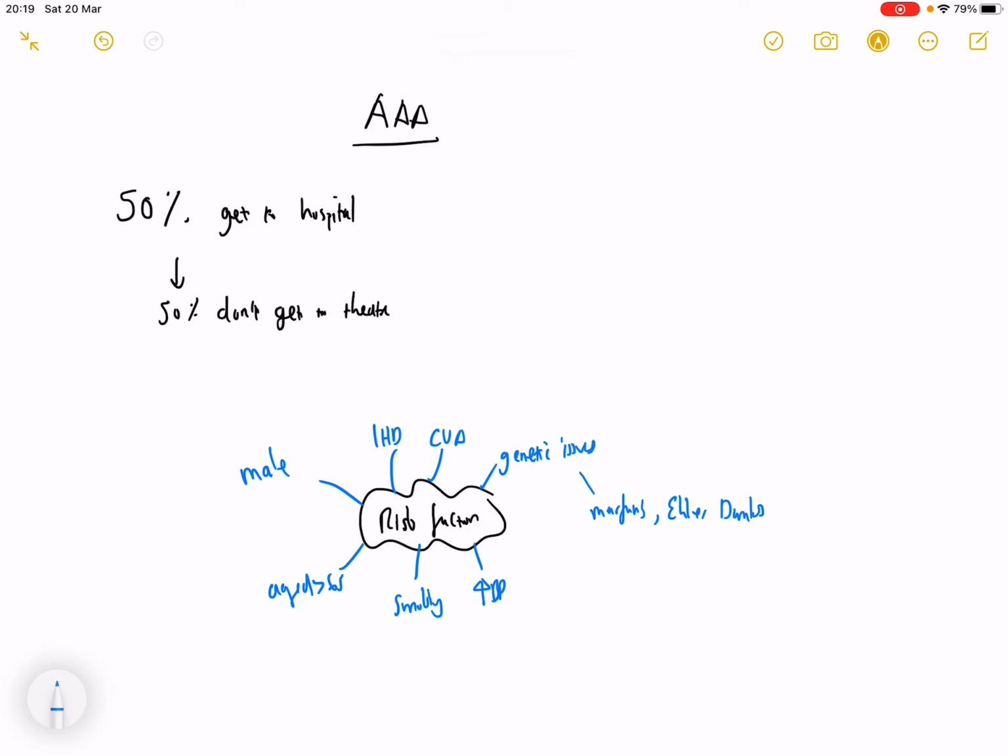So what are the risk factors for AAA? They are being a male, being over 65, being a smoker, having hypertension, having ischemic heart disease, having cerebral vascular disease, and having genetic diseases or connective tissue diseases such as Marfan's or Ehlers-Danlos syndrome.